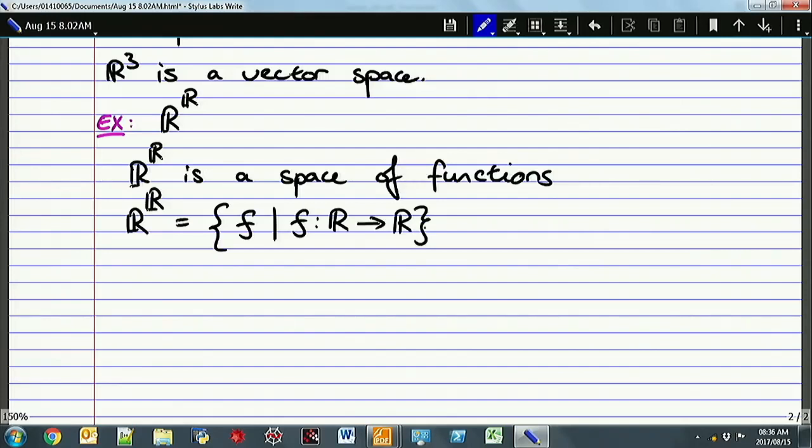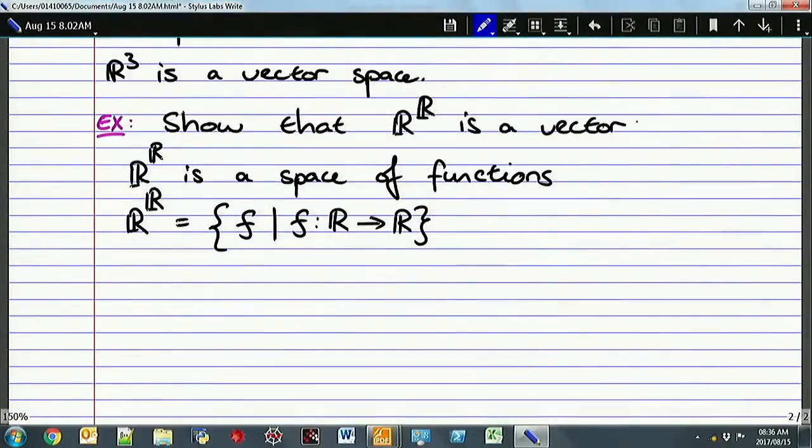So what we should think about now is: is this a vector space? In fact, let's write that down. Show that this is a vector space. And this is how we define it. The first thing that we should check is, if we add two vectors, if we add two functions, the result is again a function, and it's still a function which accepts a real input and gives you a real output.